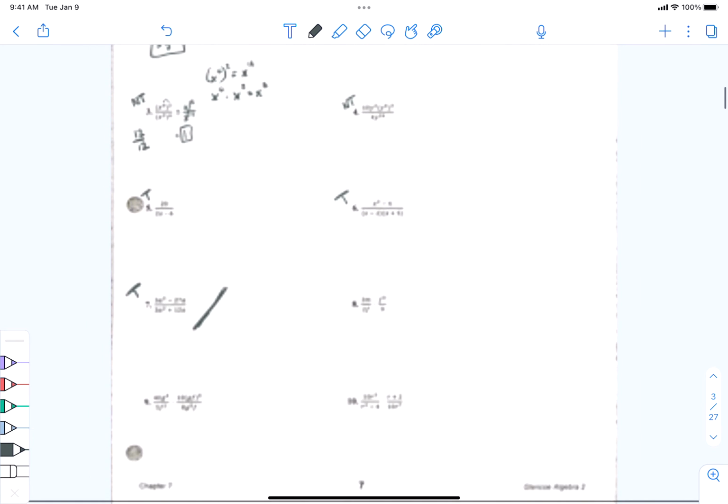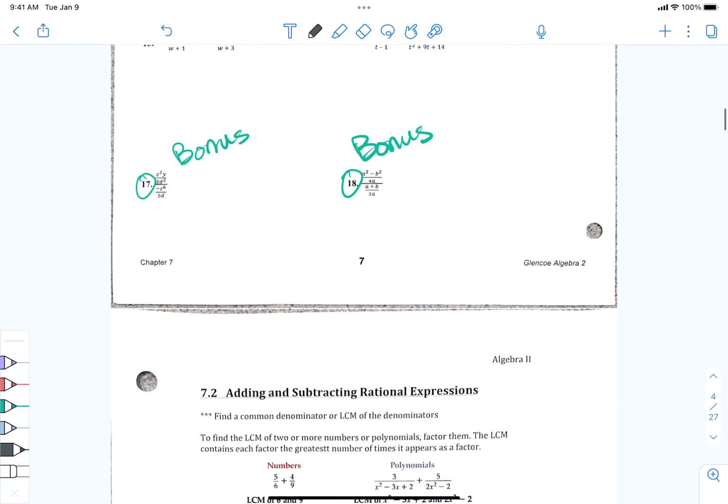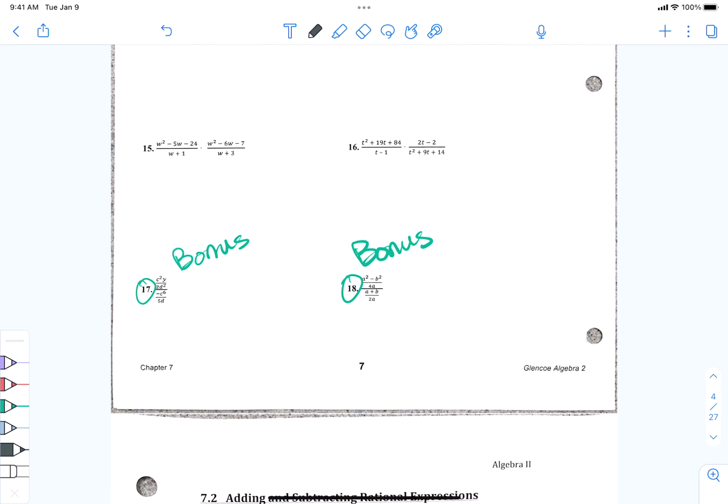So for homework, do the rest of them. It was 17 and 18. Those are the bonus ones. Try those. If you followed along till the end, try those. I bet you can do it. I bet you can.